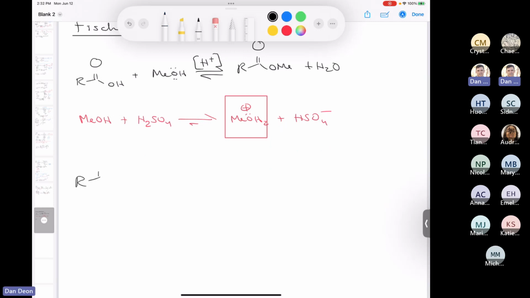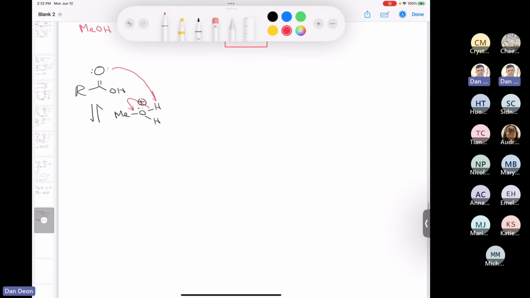What's the first step of the mechanism going to be? It's going to be a protonation of the carbonyl, isn't it? Of the oxygen on the carbonyl. So let's draw our acid catalyst and let's protonate that carbonyl. We end up protonating like this, and I'm going to put the mechanism all the way down here. So we end up with an oxonium.